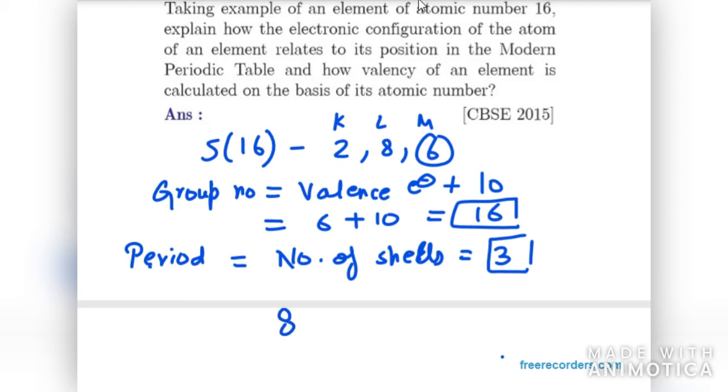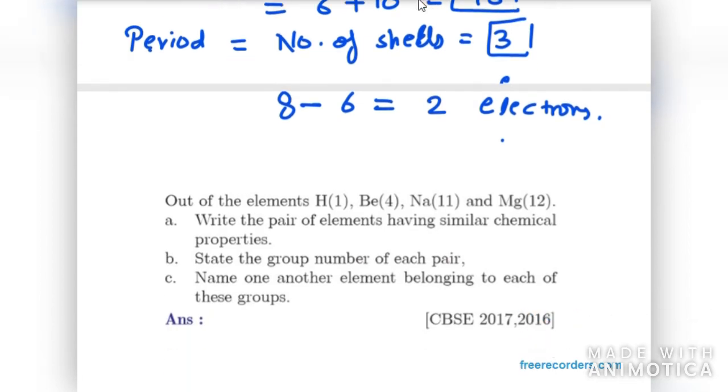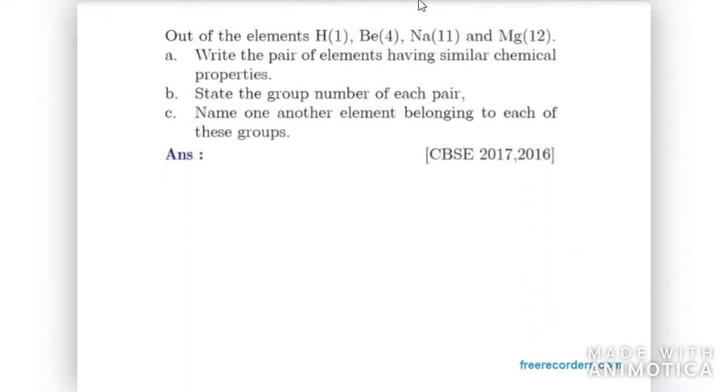Then we need to find the valency on the basis of the element's atomic number. As you can see, in the last shell we have 6 electrons. So 8 minus 6 is 2. Therefore the valency of this element is 2. So 2 valence electrons are needed in this atom.